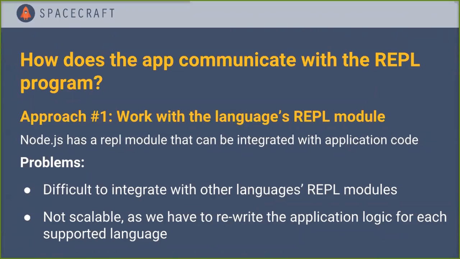If I want to run a Ruby runtime, then I'll have to write the application code in Ruby. Same for Python, same for other languages. So it's very difficult to integrate with other languages' REPL modules. This leads to a scalability issue: we have to rewrite the entire application logic for each supported language, and therefore it's very complex to do so. So we don't want to go with this approach.